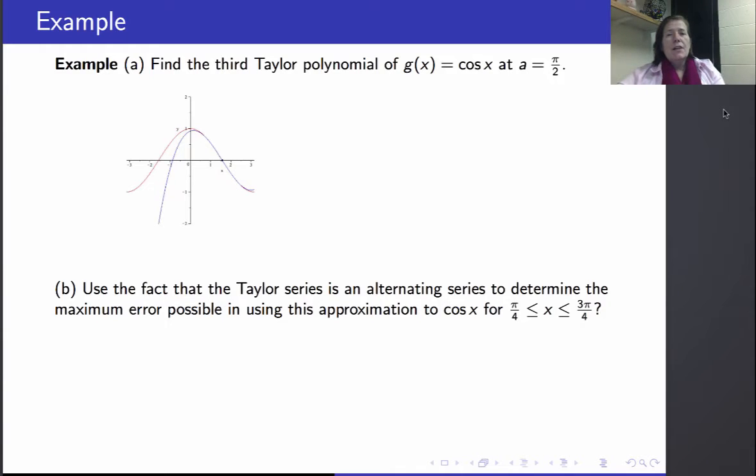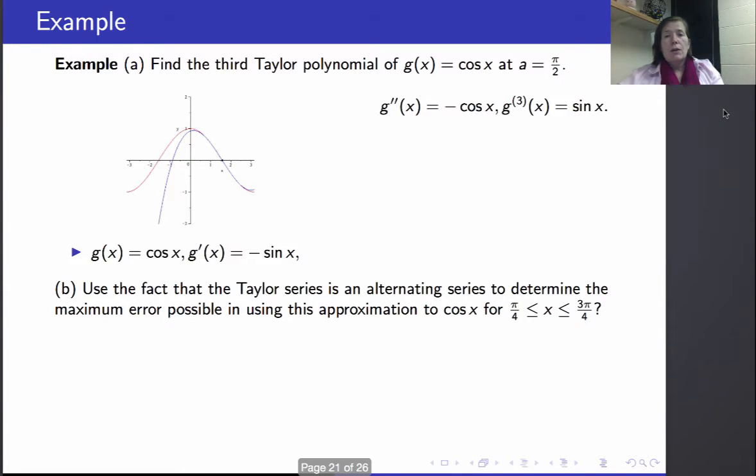Now, when the Taylor series for a function is an alternating series, we have a much easier way of controlling the error. Suppose I'm talking about the function g of x equals cosine x, and I want to approximate values of cosine x near the point a equals pi over 2. I'm going to use a Taylor polynomial for approximation, and I'm going to use the third Taylor polynomial of the function at a equals pi over 2 to approximate.